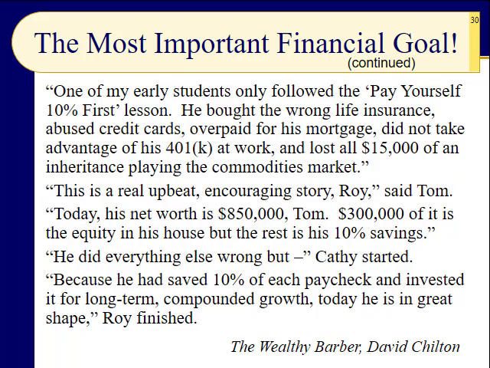One of my early students only followed the pay yourself 10% first lesson. He bought the wrong life insurance, abused credit cards, overpaid for his mortgage, did not take advantage of his 401k at work, and lost all $15,000 of an inheritance playing the commodities market. Oh, this is a real upbeat, encouraging story, Roy, said Tom. No, today his net worth is $850,000, Tom. $300,000 of it is the equity in his house, but the rest is his 10% savings. He did everything else wrong but, Kathy started, because he had saved 10% of each paycheck and invested it for long-term compounded growth. Today he is in great shape, Roy finished.